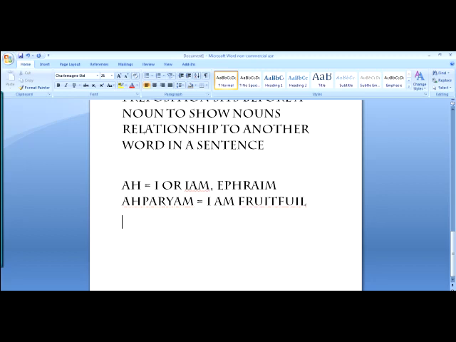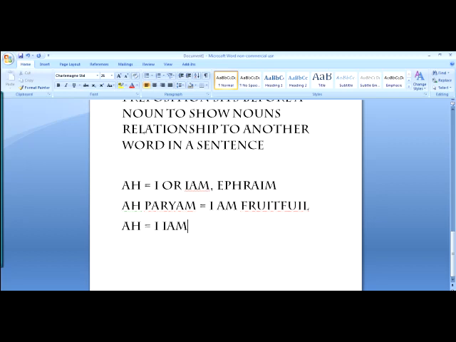So the way you break down I am fruitful, or this word Aparium, there's two words here. You got the a, the I, and you got the paryum. Then you put it together as aparyum, I am fruitful. The I at the beginning of the word there is I or I am.